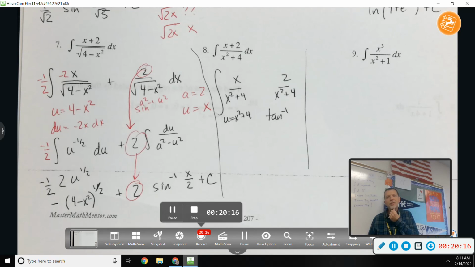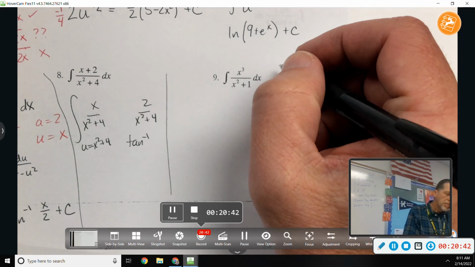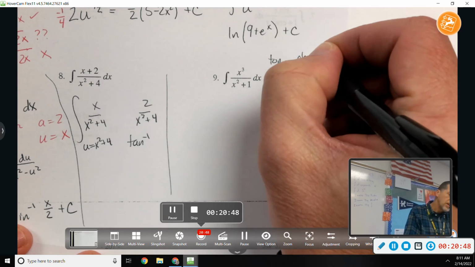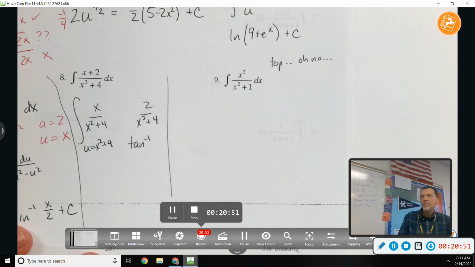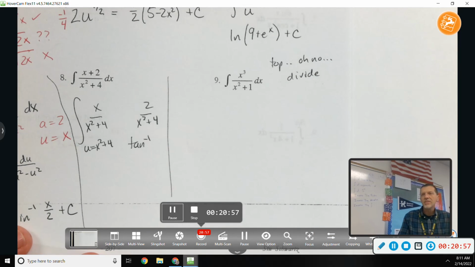Anybody remember? We've said before how to handle this type of problem. If the top degree is bigger than the bottom degree, you have to do an algebra step first. Do you remember what that algebra step is? It's not bottom over top; it's more like top over bottom, because we have to long divide. Well, sometimes we can synthetic divide, but this one we're going to have to long divide. We have to divide one way or the other.